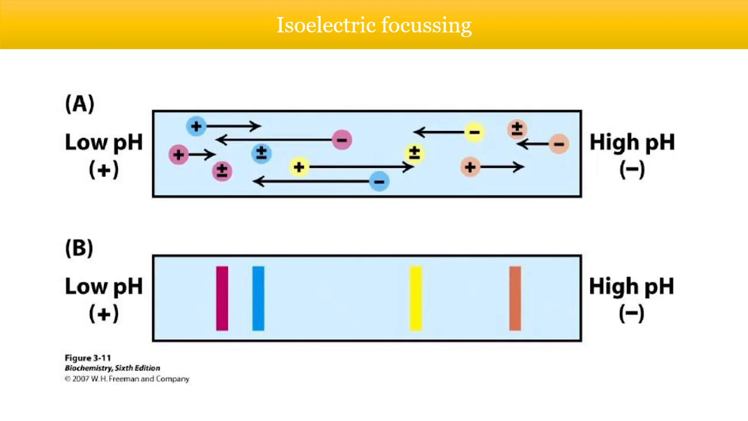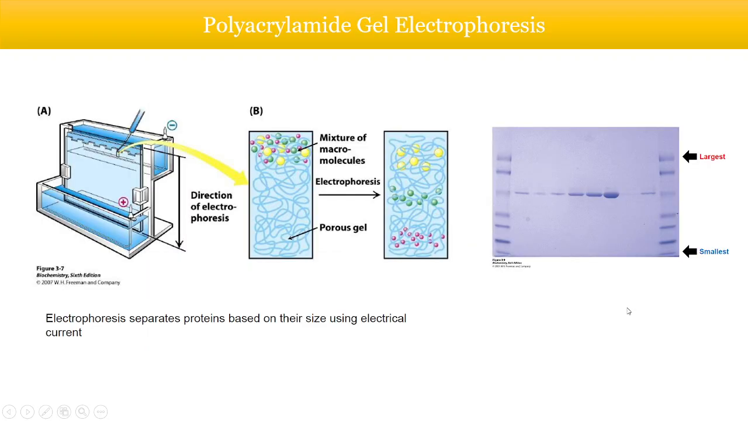Then we can go for isoelectric focusing. Isoelectric focusing is separating the proteins based on their charge, so it's based on the pI. If you have different proteins and they are neutrally charged, you will see them concentrating in the center. If a protein is negatively charged, it will move towards the positive end, and if it's positively charged, it will move towards the negative end.